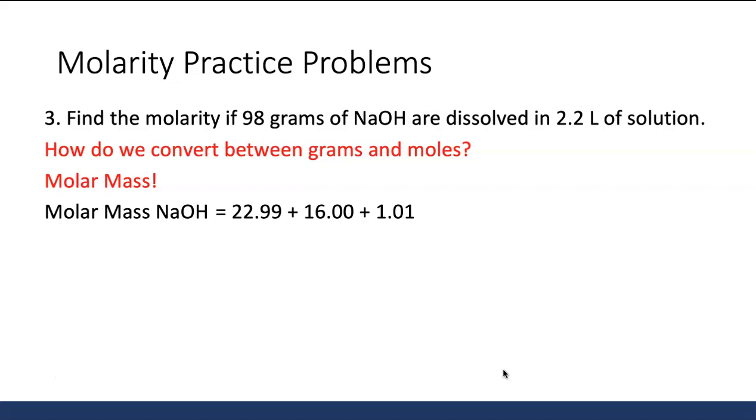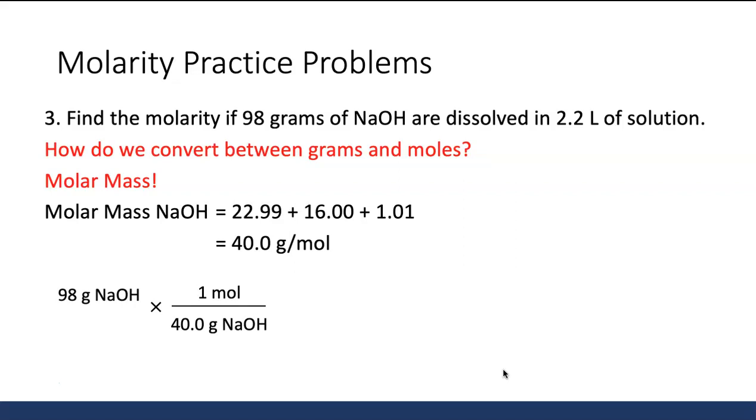So I'm going to add 1 sodium plus 1 oxygen plus 1 hydrogen. I got those values from my periodic table. And the molar mass of NaOH is 40.0 grams per mole. Make sure you're writing units when you write down your molar mass. All right, so we'll do factor label to convert. I'll start with 98 grams. I'm going to divide by the molar mass. Notice how my grams of NaOH will cancel, and I'll be left with 2.45 moles of NaOH.